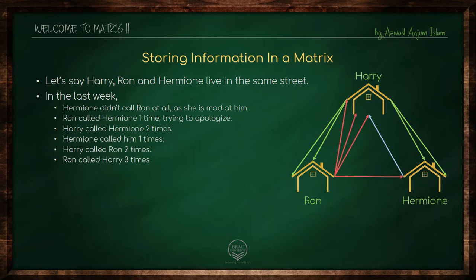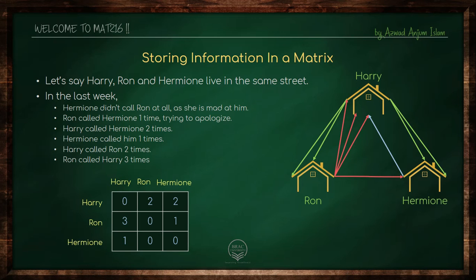So that's a lot of information, right? And it took us a lot of words to write it. But we could express the same amount of information using only a 3x3 matrix. That means only 9 numbers. So Harry did not call himself. He called Ron 2 times. So we have a 2 here.